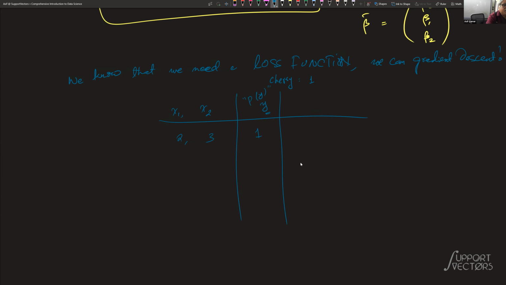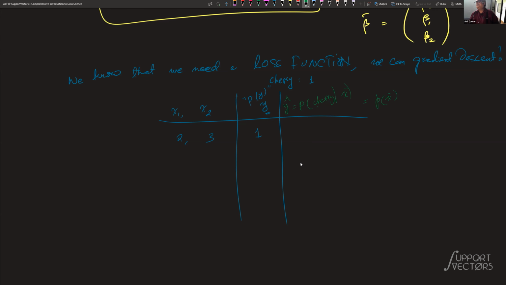Now, what are we looking at? We always will make a prediction. Our y hat is the probability of it being a cherry at point x. There's a sloppiness of notation, and we'll just mark it as the probability at that particular x.